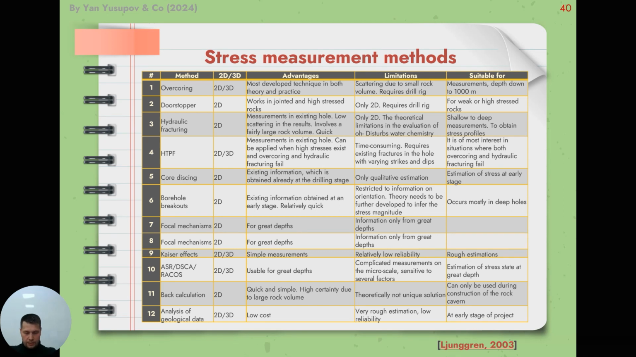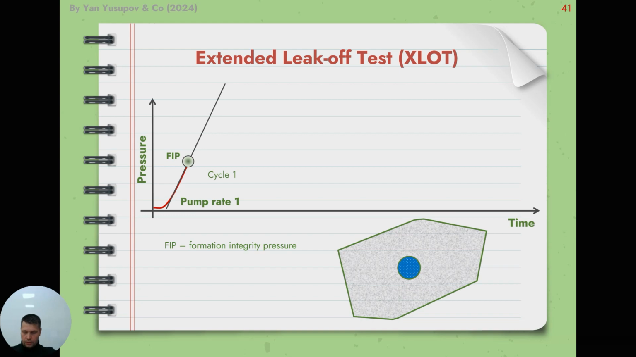This is a common table of stress measuring methods that I spoke about before. The minimum horizontal stress can be determined by direct measurements such as hydraulic fracturing or its field equivalent, the extended leak-off test. In a hydraulic fracture test, an interval of borehole is isolated and sealed with packers. A typical LOT or XLOT is simpler than the one presented in the figure.